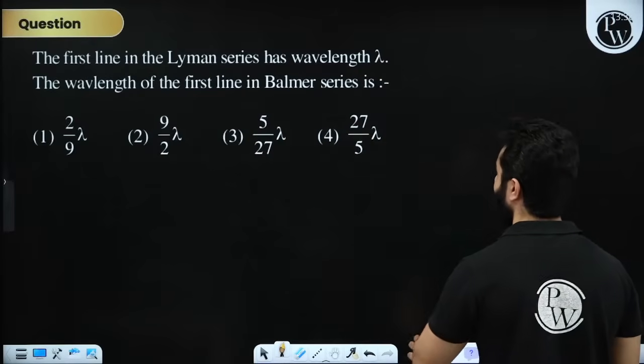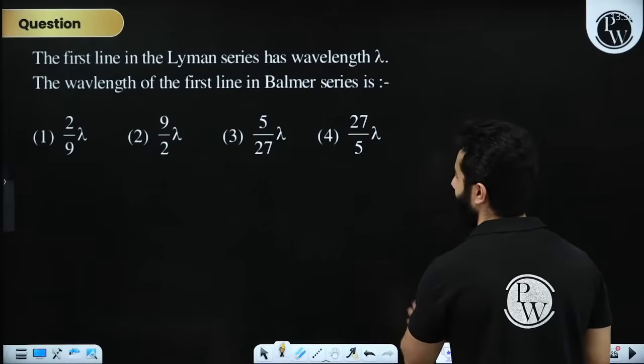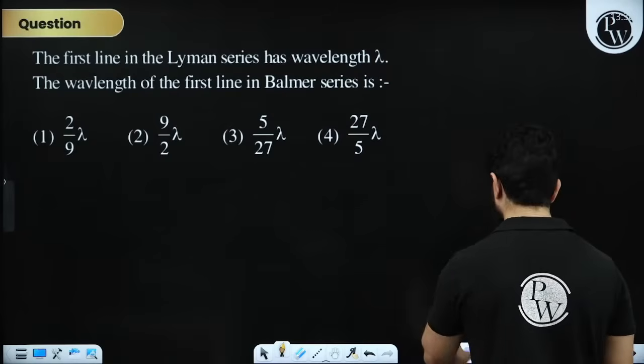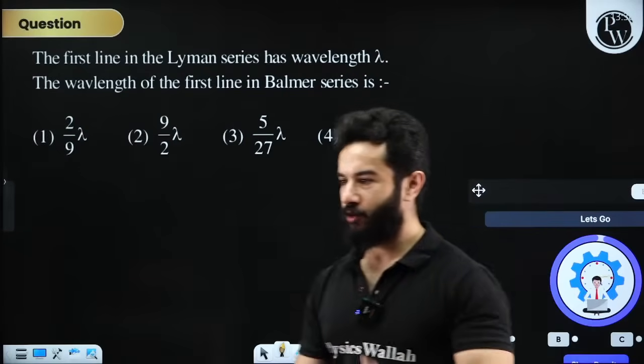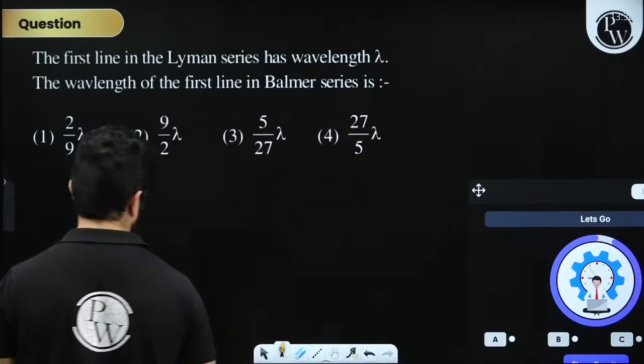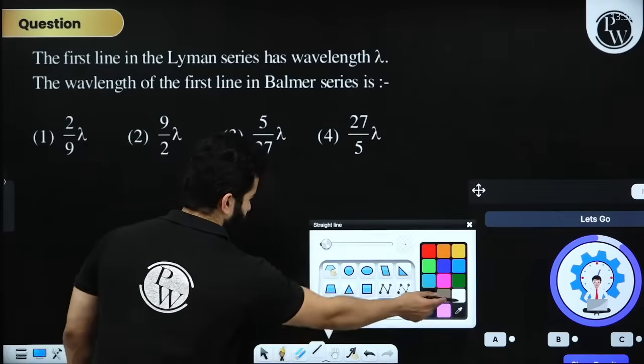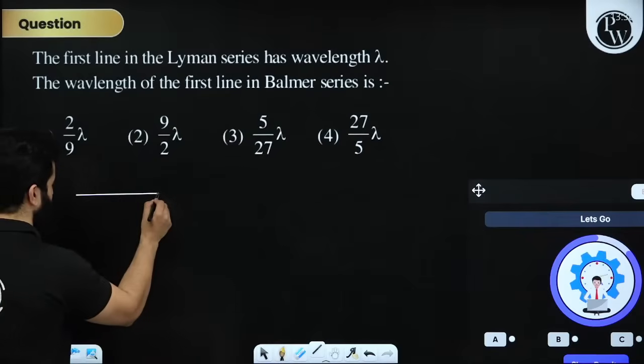First line in Lyman series has wavelength lambda. The wavelength of first line in Balmer series will be? Let's start, 60 seconds. Be quick. First line in Lyman, let me explain it to you.